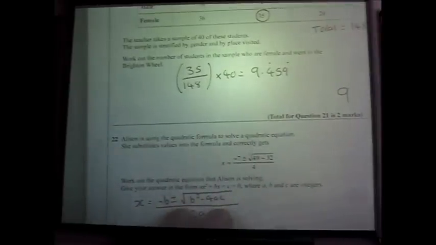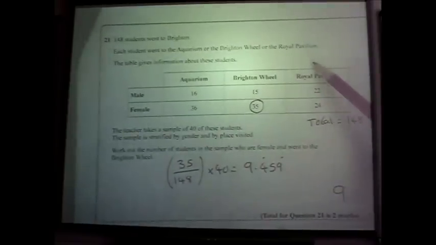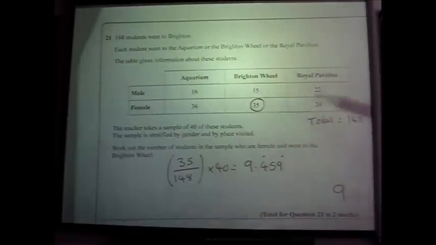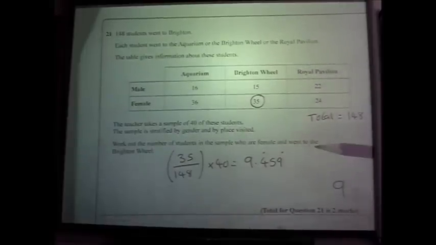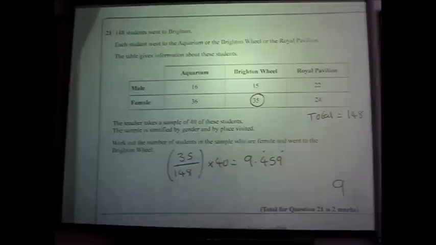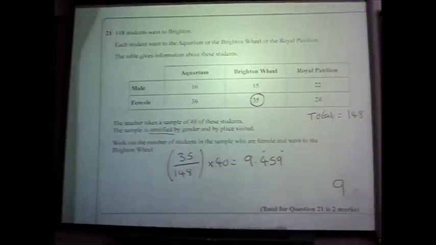Question 21. 148 students went to Brighton. Each student went to these places, and here's the information. The teacher takes a sample of 40 students, and it is stratified by gender and place visited. If you don't know stratified, pester your maths teacher about it, because it's dead easy to learn, and look, it's 2 marks.